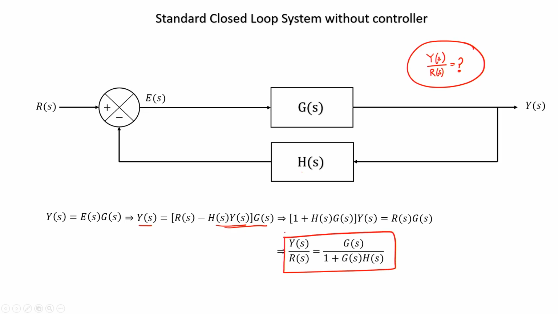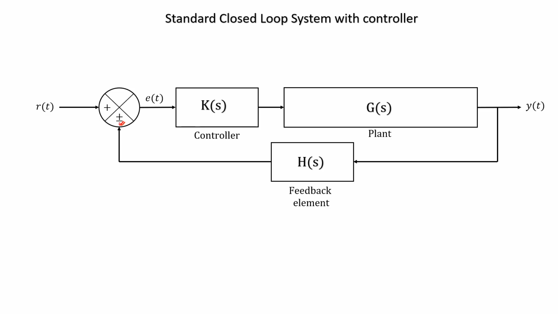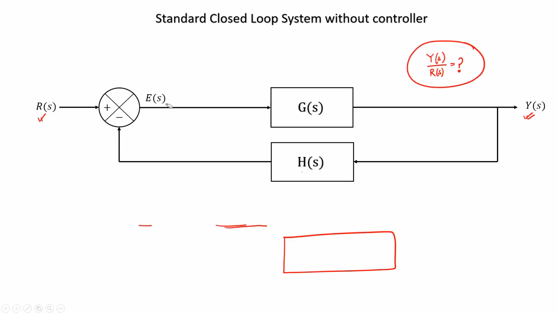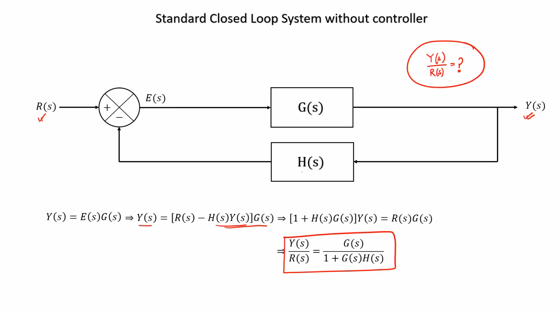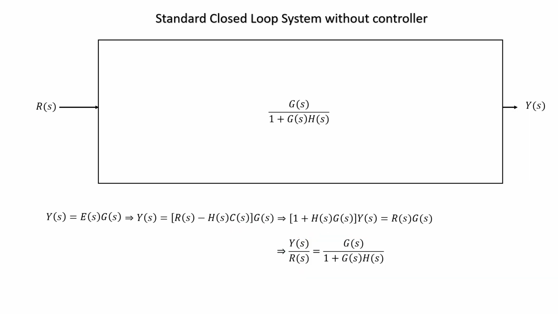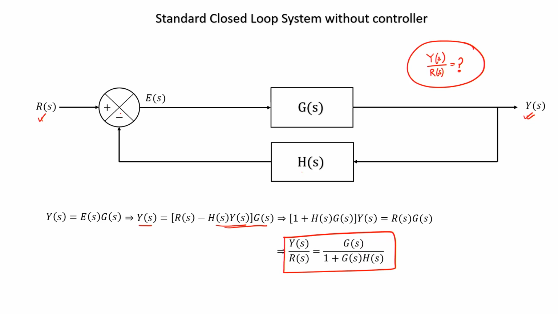That means the transfer function relating the output Y(s) to the reference R(s) is nothing but G(s) by 1 plus G(s)H(s). Now, notice something: I have used a negative sign here, so this is a negative feedback configuration. Remember, in the last class I showed that you can have positive and negative both. For this derivation, I have considered this to be negative, so you can see that this is G(s) by 1 plus G(s) into H(s).